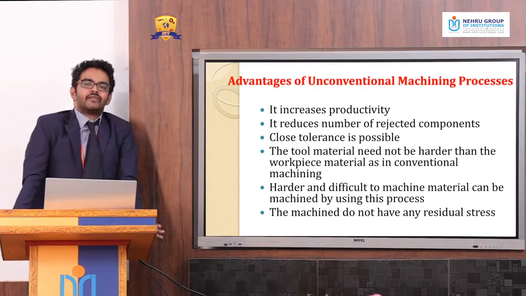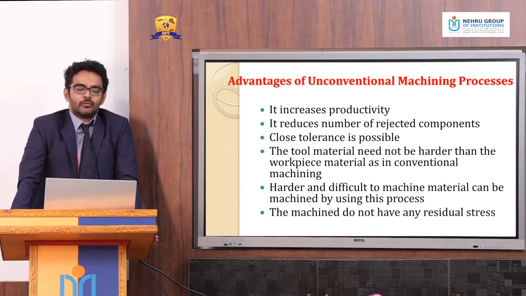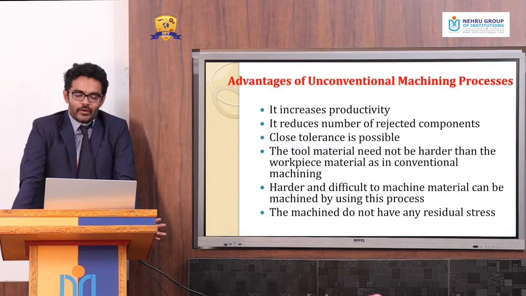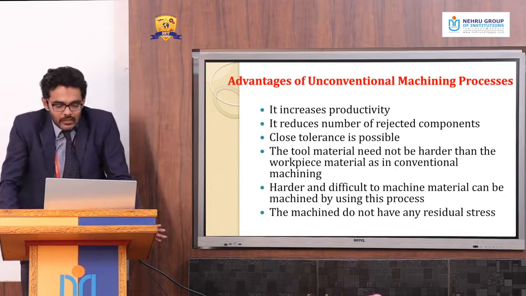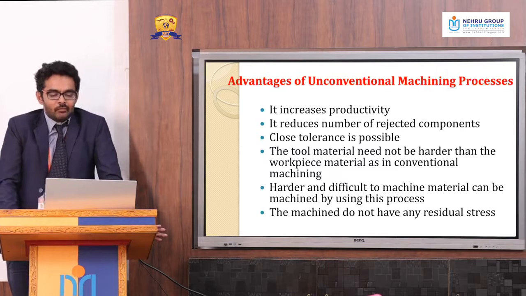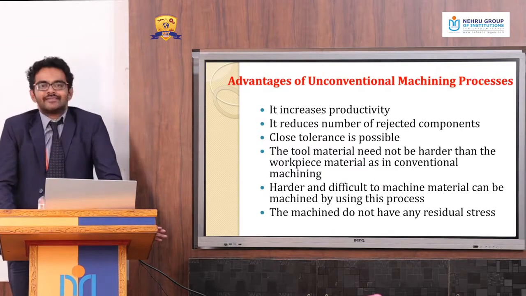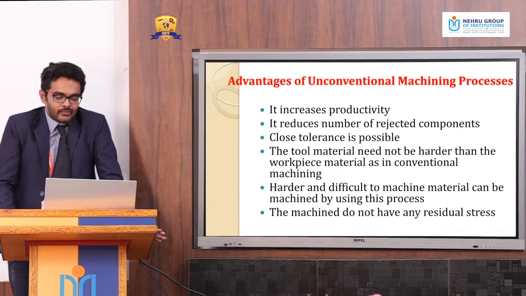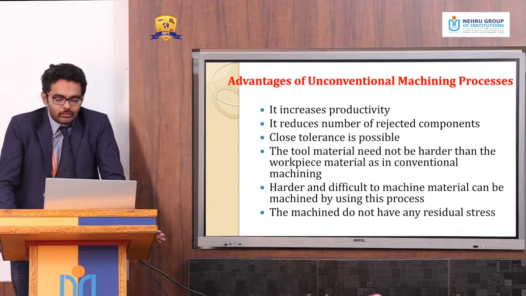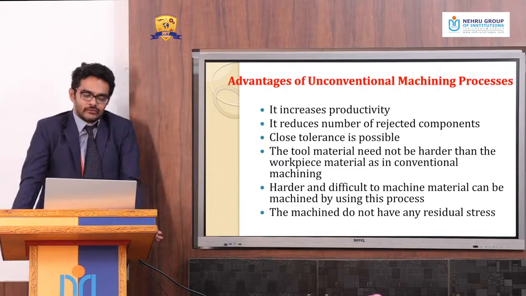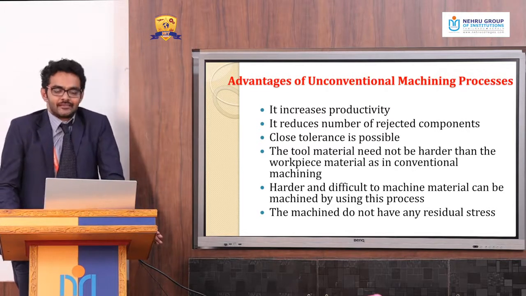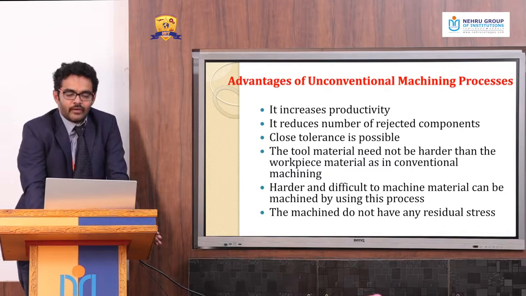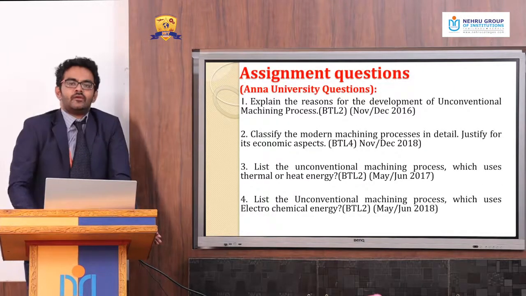So what are the advantages of the unconventional machining processes? It increases productivity, reduces the number of rejected components, and close tolerance may be achieved. The tool material need not be harder than the workpiece material. This is a very important thing involved in that. Harder and difficult to machine materials can be machined by using this process. The machine does not produce any residual stress, as already discussed. The residual stress is avoided in the unconventional machining process, right?